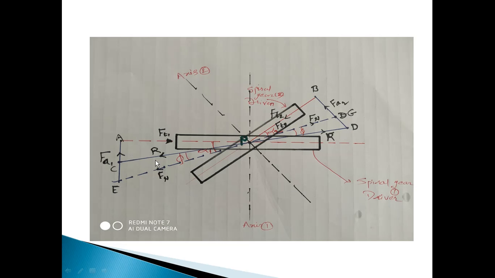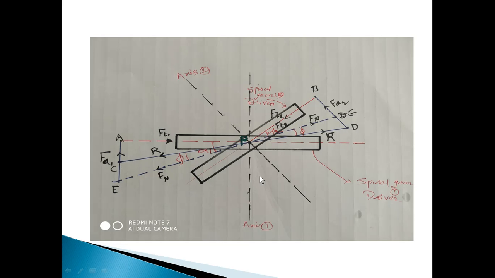If I draw a resultant at an angle of phi with respect to the common normal, which is EG in this case, this represents the resultant. This resultant is extended along for gear number 2. So in this case PD represents the resultant, and PC represents the resultant. So these are the forces acting on this spiral gear.